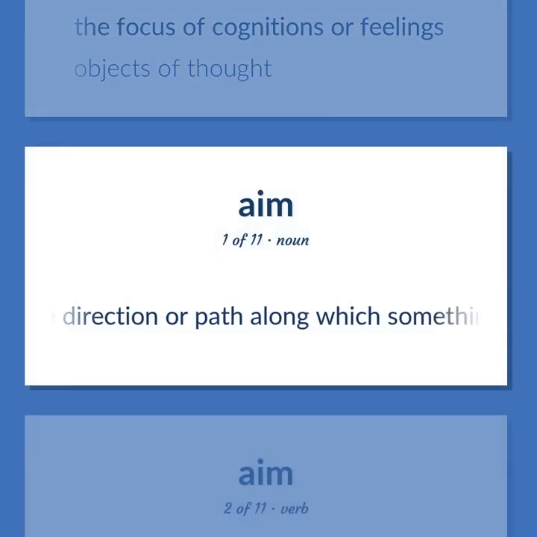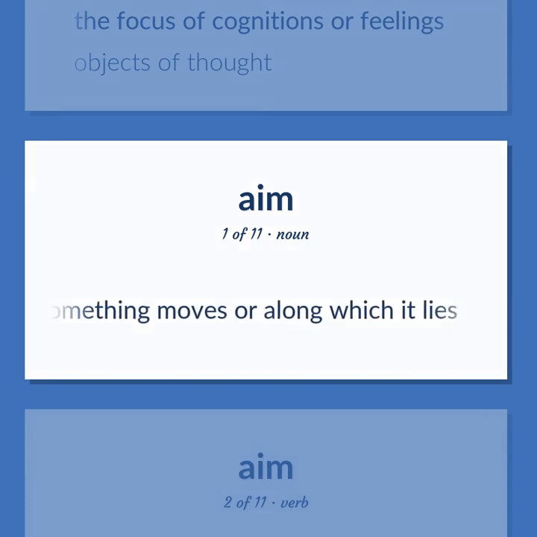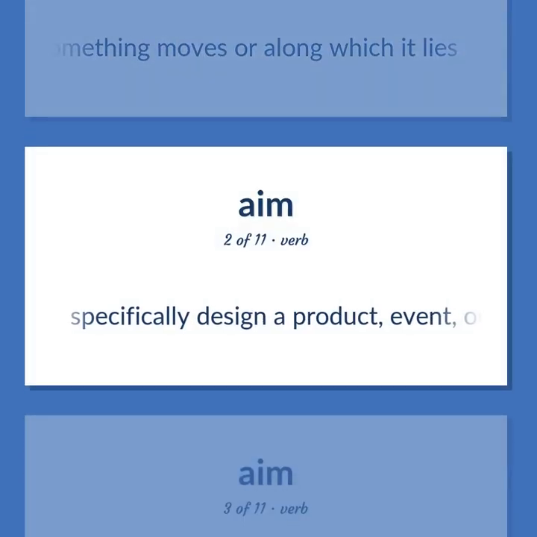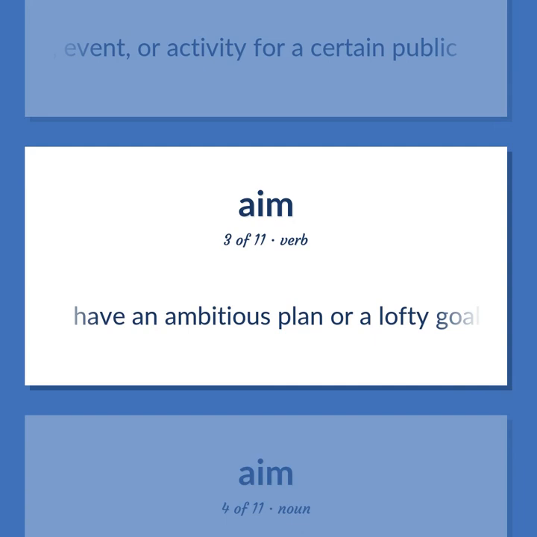The direction or path along which something moves or along which it lies. Specifically design a product, event, or activity for a certain public. Have an ambitious plan or a lofty goal.